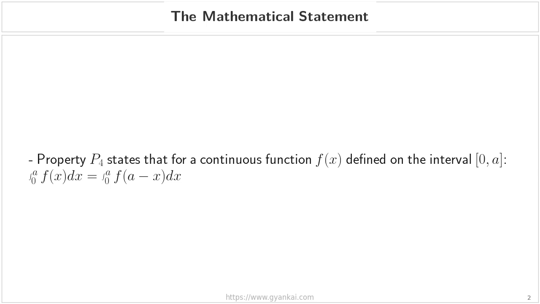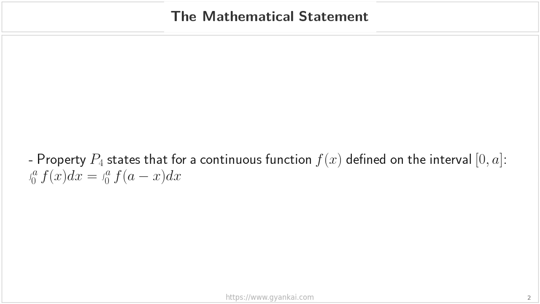The mathematical statement. Okay, so let's move on to the core of this property. This slide formally states what we call the reflection property for the interval from 0 to a, which we've designated as property P4. It states that if you have a continuous function, we're calling it f(x), and this function is defined on the interval from 0 to a, then the definite integral of f(x) with respect to x from 0 to a is equal to the definite integral of f(a − x) with respect to x, also from 0 to a.